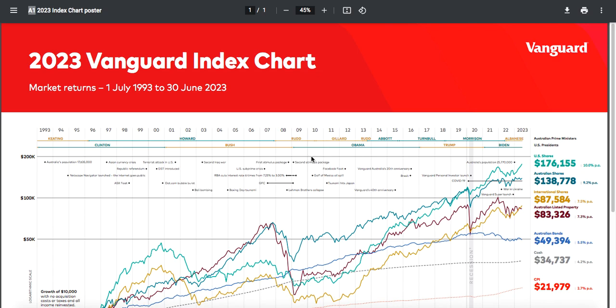Today we're going to be going through the Vanguard index chart. If you're not aware, every year Vanguard will bring out an index chart which shows the market returns for a 30-year period on different asset classes. So, for example, the US shares versus Australian shares, international shares, and so forth.